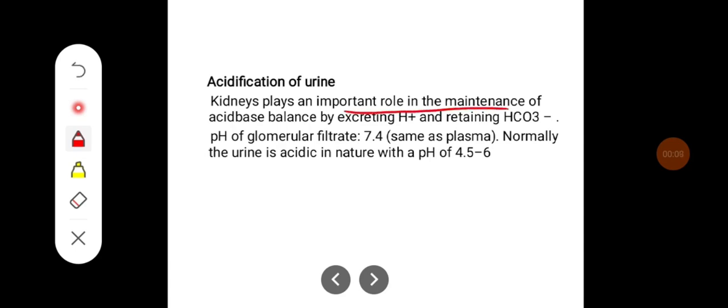An important role in maintenance of acid-base balance by excreting H+ ion and retaining bicarbonate. The pH of glomerular filtrate is around 7.4. It is the same as that of plasma. Normally urine is acidic in nature, with a pH of 4.5 to 6.